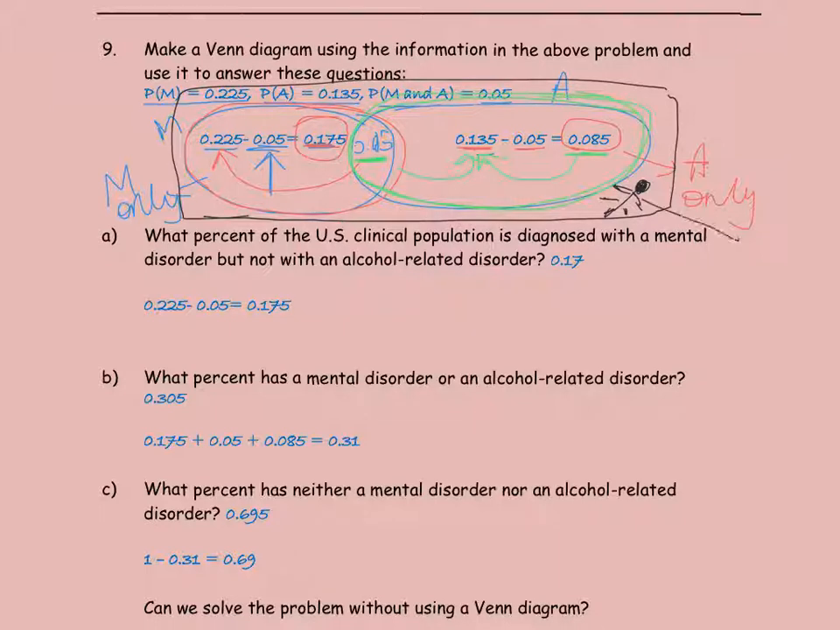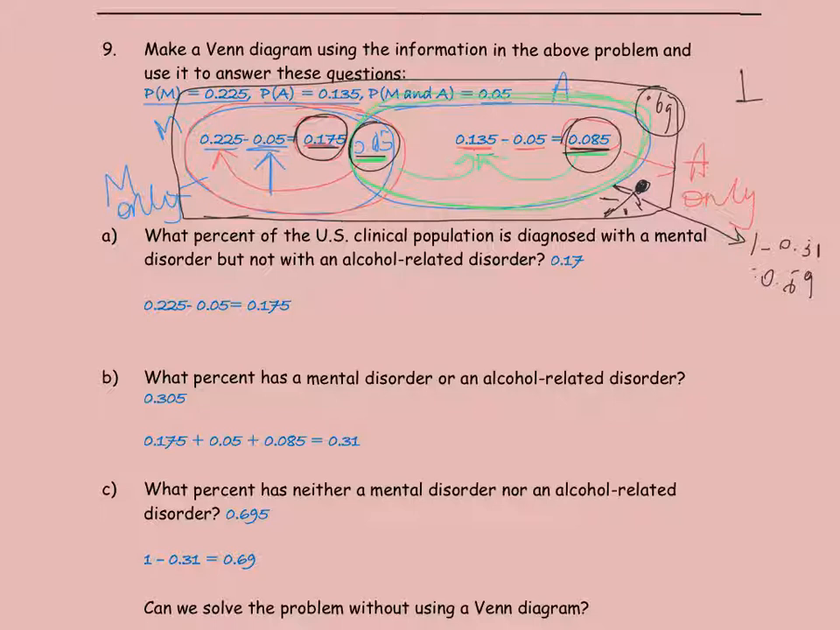So that would be 1 minus, we add all the numbers, that is 0.175, 0.05, 0.085, and that would be subtracting 0.31, and that gives 0.69. So that is the number that is outside, 0.69. So if we add all the numbers, 0.175, 0.05, 0.085, and 0.69, the total of all the numbers in the black circles has to equal 1, because that is the total probability of the sample space.